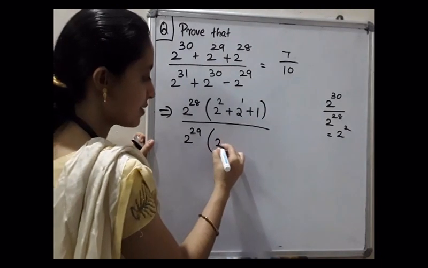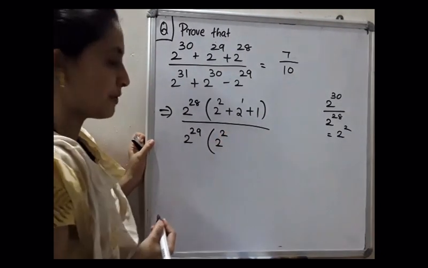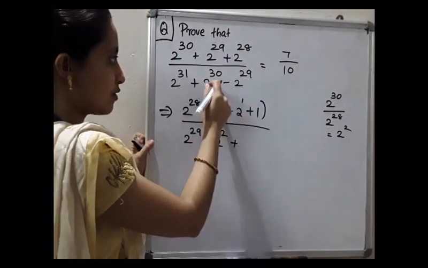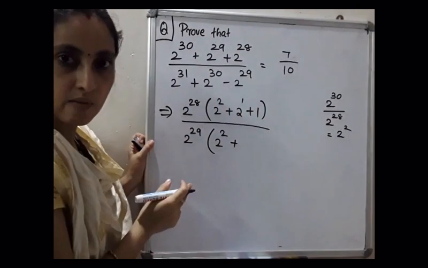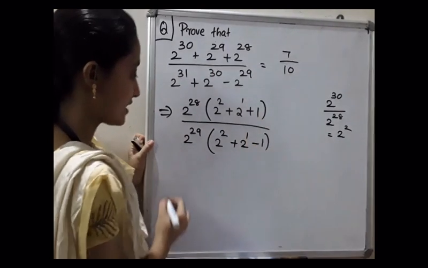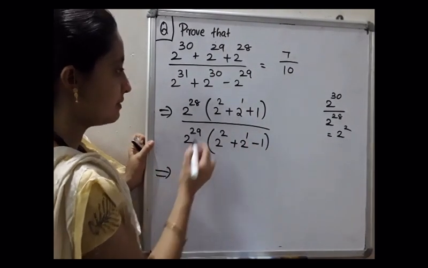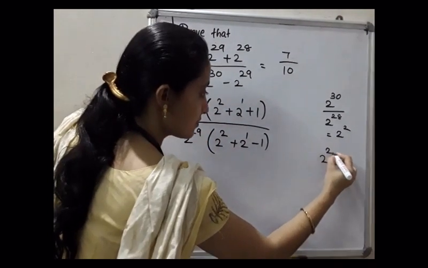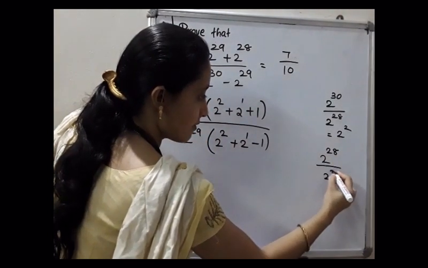That is 2 raised to 2 itself. Then plus 2 raised to 29, 2 raised to 30 by 2 raised to 28. What is that? Yes, 2 raised to 1. Then minus 1. So what is left here? 2 raised to 28 by 2 raised to 29. What is the answer?